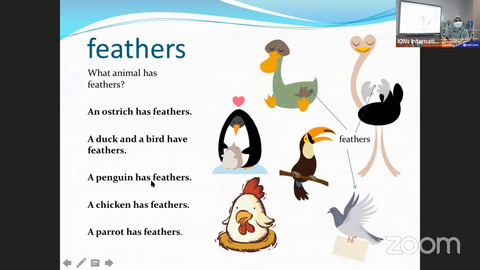And anyone knows what is this? It's a penguin. Penguin, the black and white penguin has feathers as well. The next one.